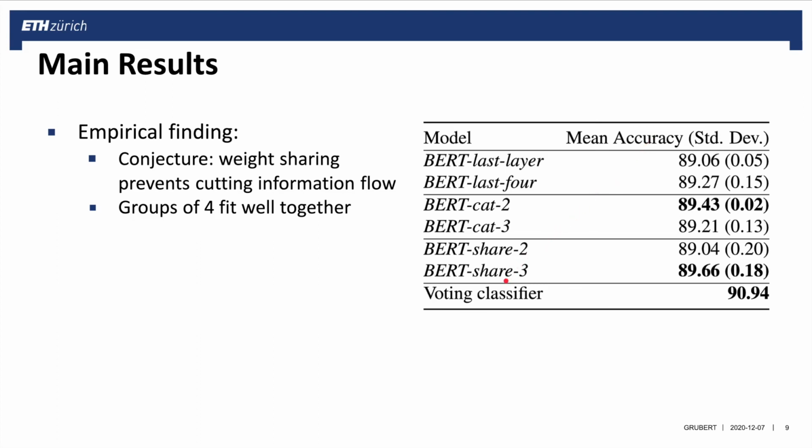For the BERT share models, we found that BERT share 3 performed the best, and we hypothesize that this is due to the fact that groups of 4 contain similar information and fit well together, while other group sizes contain information that cannot fit well together. Finally, by using a voting classifier, combining various BERT Cat and BERT share models and various different types of pre-trained BERT embeddings, we achieved an accuracy of almost 91%.